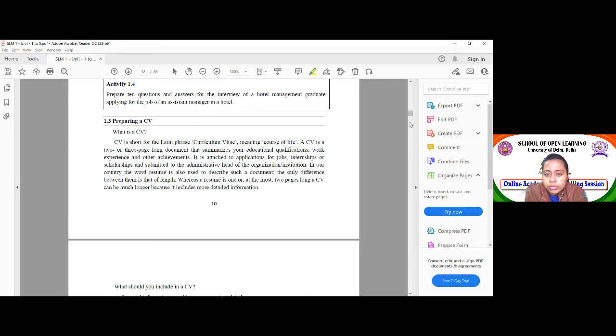Now, since we do still have some time, I will start the next part, which is 1.3, preparing a CV, but obviously we'll not finish it in this class, because in the next class I will discuss with you how you can write a CV and things like the format of a CV, etc. So let us just start and see what a CV is.